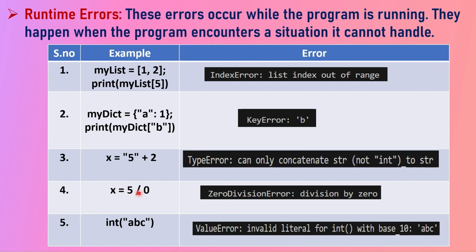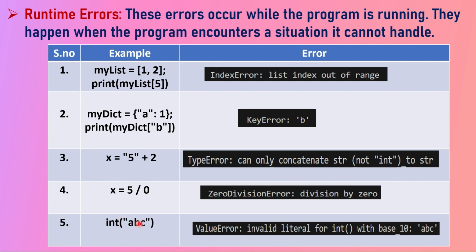And now let's see the fourth example. Here I declared one variable x in which I was assigning the value 5 divided by 0. Normally it should give the value infinity, right? But in Python, it doesn't know how to handle this scenario. So in this scenario, it throws an error called zero division error, saying division by 0. This means division by 0 in Python is not possible and cannot be handled in Python. So that's why it results in zero division error.